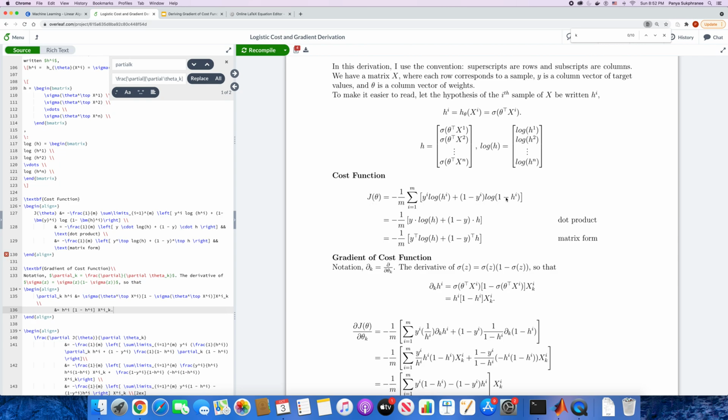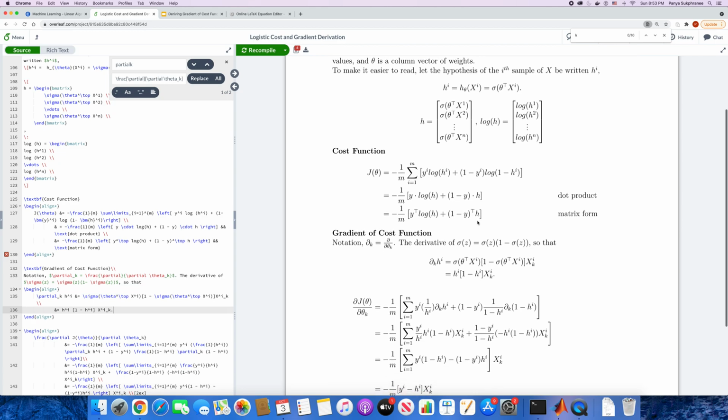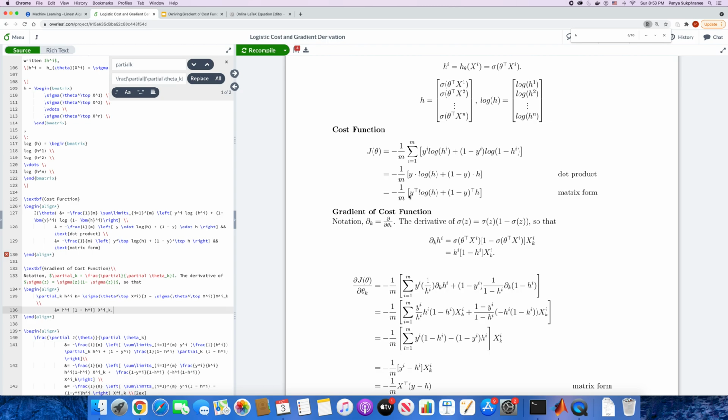Okay, cost function. This one's fairly straightforward. Start with the cost function and note that we are summing the product of each of the vector's entries. Here's one vector, here's another vector, and that's just a dot product. So we have y dot this vector, plus 1 minus y dot this. To turn it into matrix form, we just take the transpose and multiply it out.